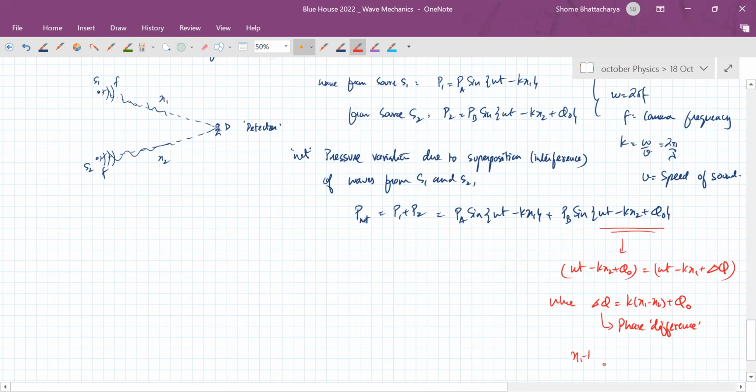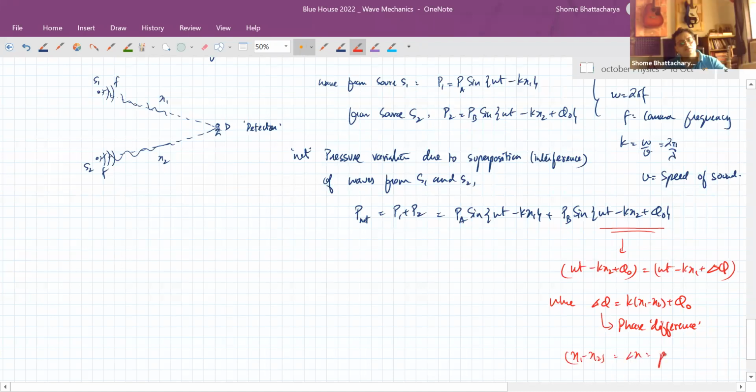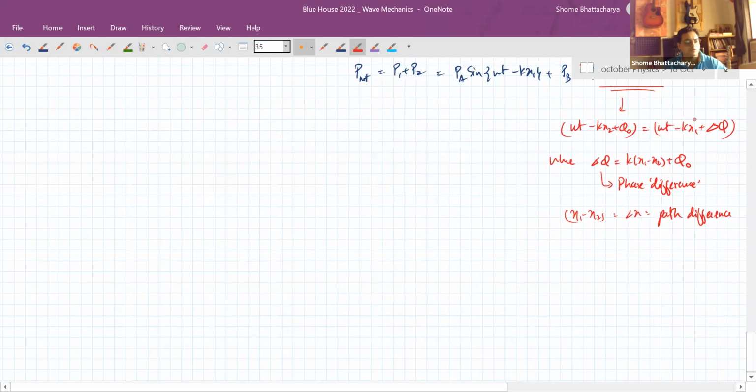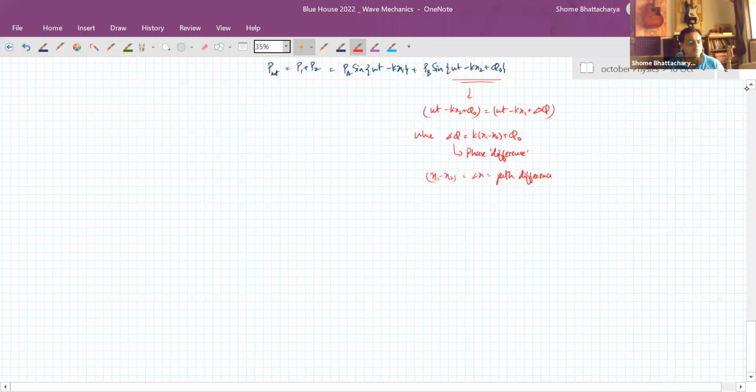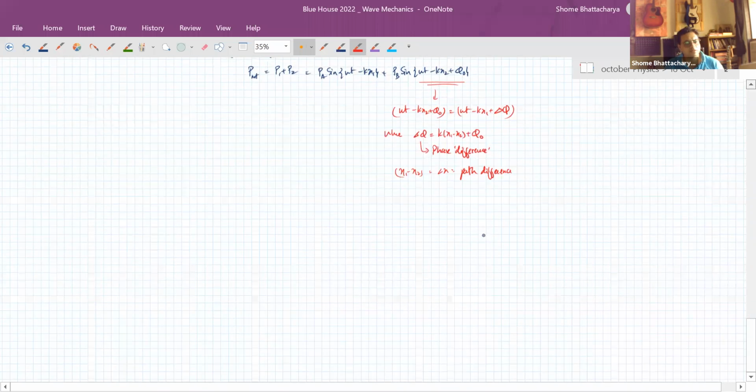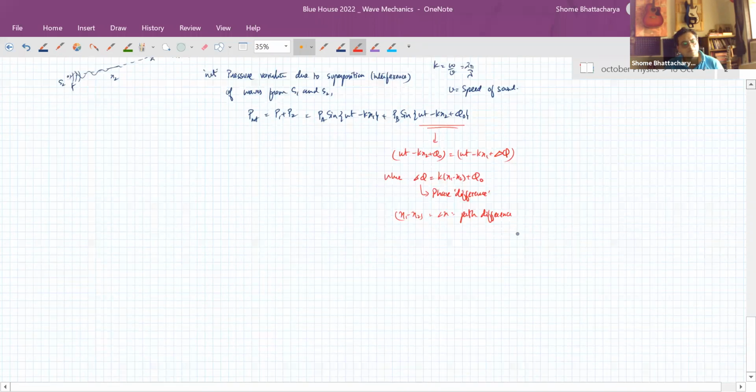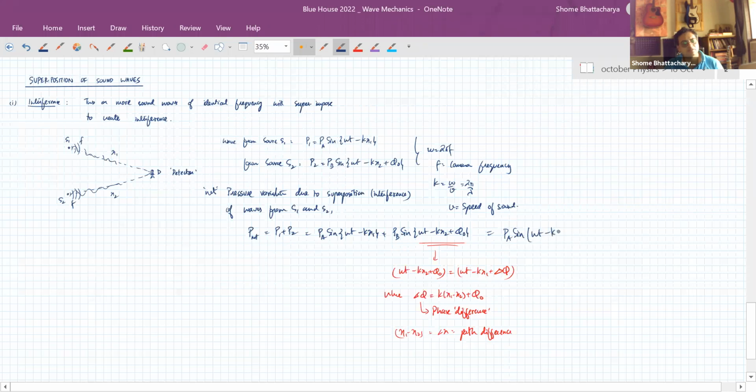So the quantity x1 minus x2 is what we call the path difference. So the phase difference can be as a result of path difference. It can be as a result of some phase difference between the sources S1 and S2, and it can be as a result of the combination of these two things. Now, the rest of the thing is the same as what we have seen earlier. So we can just write this as PA sin(omega t minus kx1) plus PB sin(omega t minus kx1 plus delta phi).